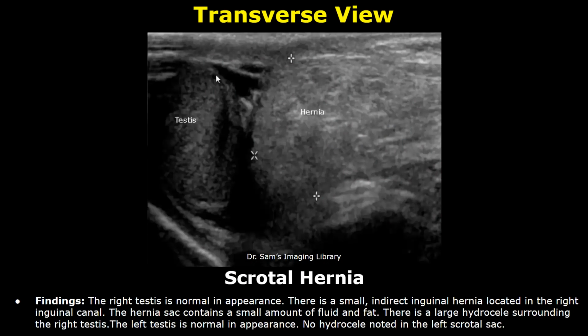Now we have a report of scrotal hernia. There is a small indirect inguinal hernia located in the right inguinal canal. The hernia sac contains a small amount of fluid and fat. There is a large hydrocele surrounding the right testis. The left testis is normal in appearance. No hydrocele noted in the left scrotal sac.